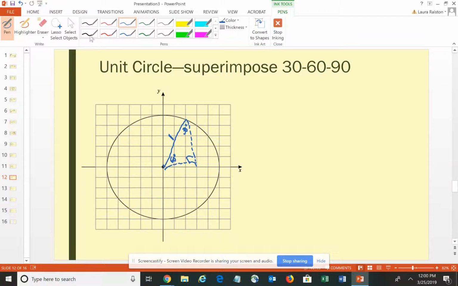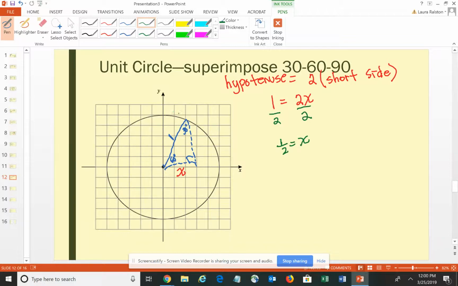And again, if we go back and think about our 30, 60, 90 triangle, we know that the hypotenuse is 2 times the short side. But in this case, our short side, which is opposite 30 degrees, corresponds to x. So my hypotenuse is 1, and then I have 2 times x, because that now represents my short side. And if I solve for x, I have 1/2 equals x. So the x coordinate of this point is going to be positive 1/2, again, because I'm in the first quadrant.